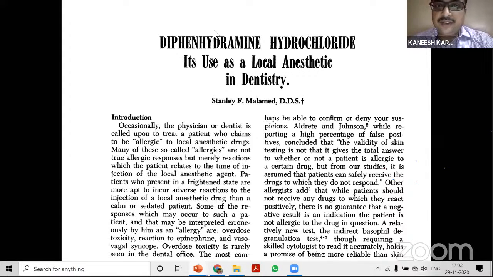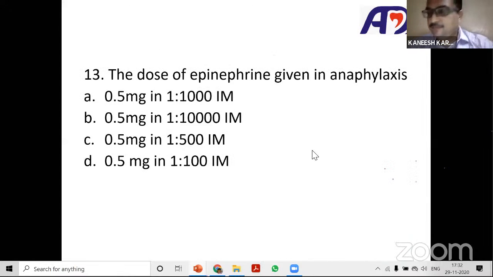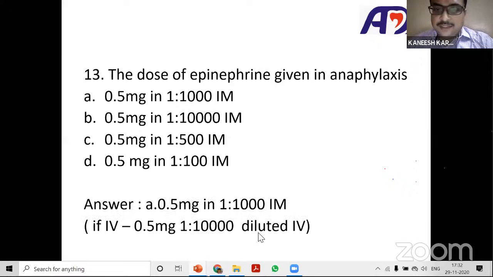So the dose of epinephrine given in anaphylaxis is... yes, 0.5 milligrams, 1 in 1000 IM. Okay. If you are using IM, we can use 1 in 1000, 0.5 mg. If you are using diluted IV, then it is 0.5 milligrams, 1 in 10,000. So IM is 1 in 1000 and IV is 1 in 10,000. 0.5 is the same. Okay.